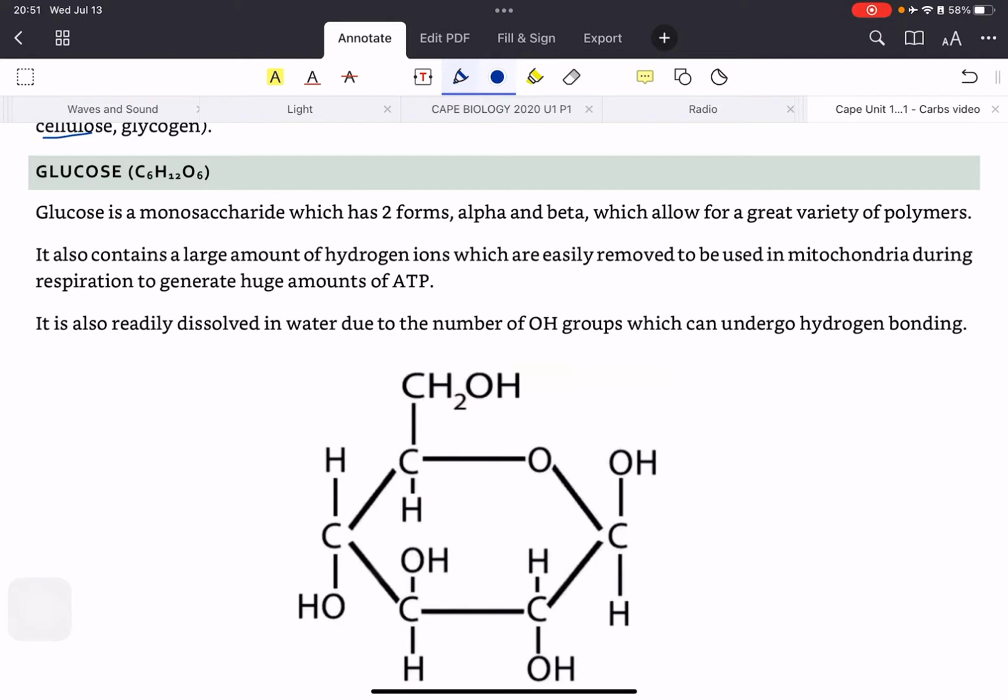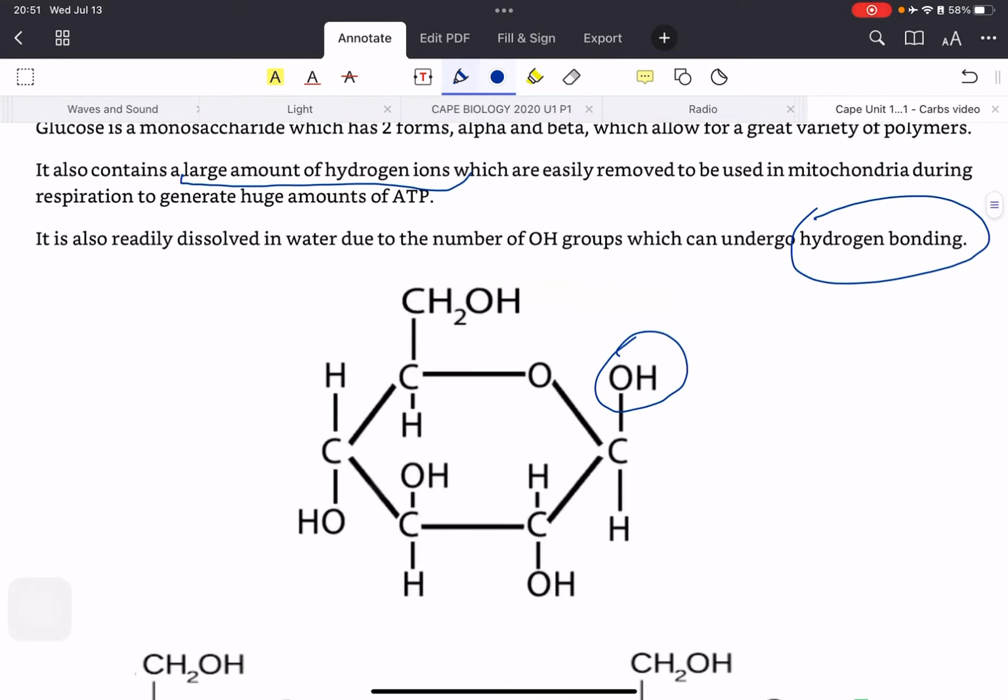Now, glucose has many uses. It has a large amount of hydrogen ions, right? So hydrogen ions are actually used by mitochondria in respiration to generate energy in the form of ATP. Glucose could also be readily dissolved in water, right? And due to the large amount of OH groups, any molecule with OH groups can dissolve in water and participate in the famous hydrogen bonding, and we know we like hydrogen bonding, right?